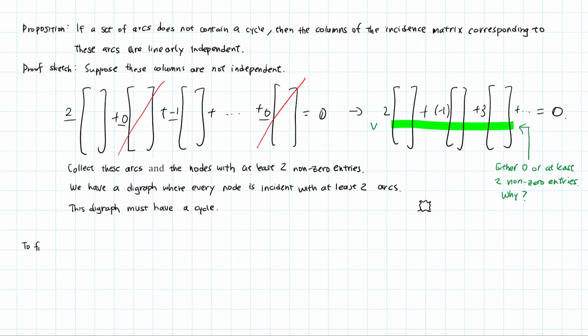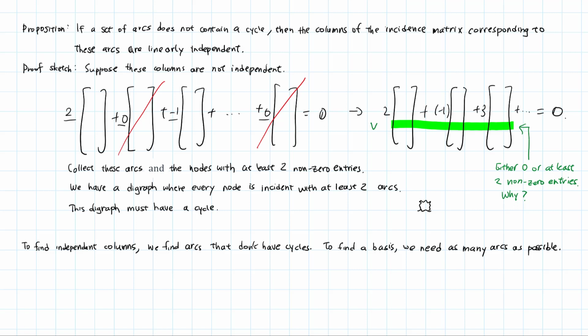So to find independent columns, we just need to find arcs that don't form cycles. To find the basis, though, we need to have as many of these arcs as possible. Now, what does that mean for a connected digraph? We want to have no cycles with as many arcs as possible. Well, for connected digraphs, these are precisely the spanning trees.